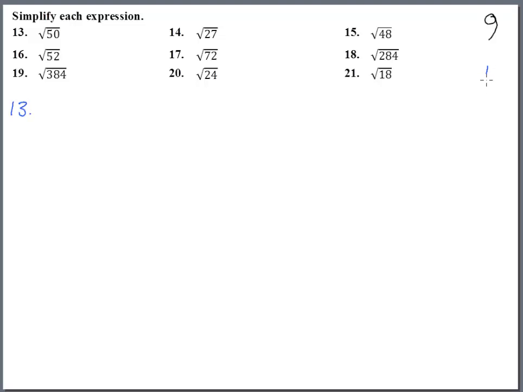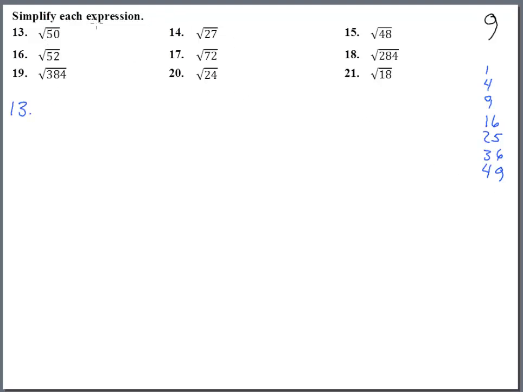1 is a perfect square. 4, that's 2 times 2. 3 times 3 is 9. 4 times 4 is 16. 25, 36, 49, and they get bigger and bigger. These are the most useful ones, so let's leave those over there.